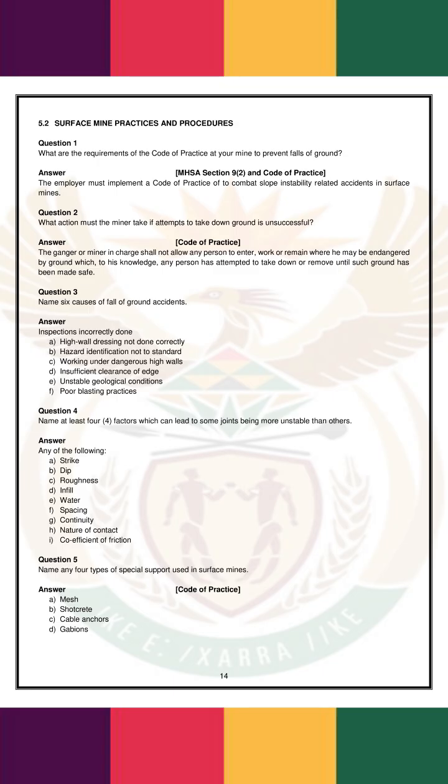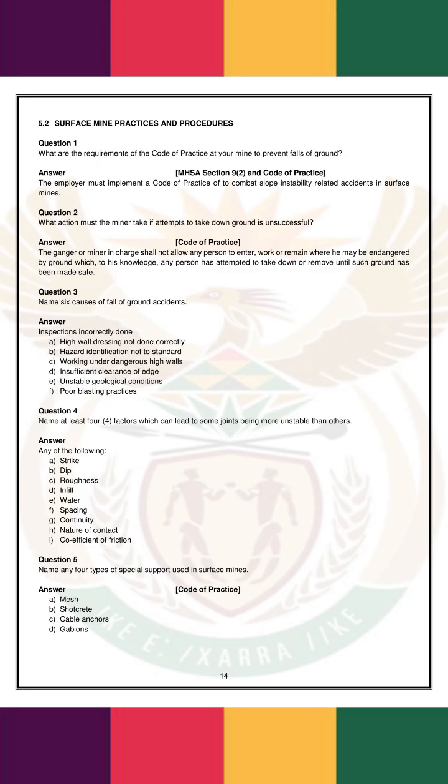Question 4. Name at least four factors which can lead to some joints being more unstable than others. It is any of the following. A. Strike. B. Dip. C. Roughness. D. Infill. E. Water. F. Spacing. G. Continuity.